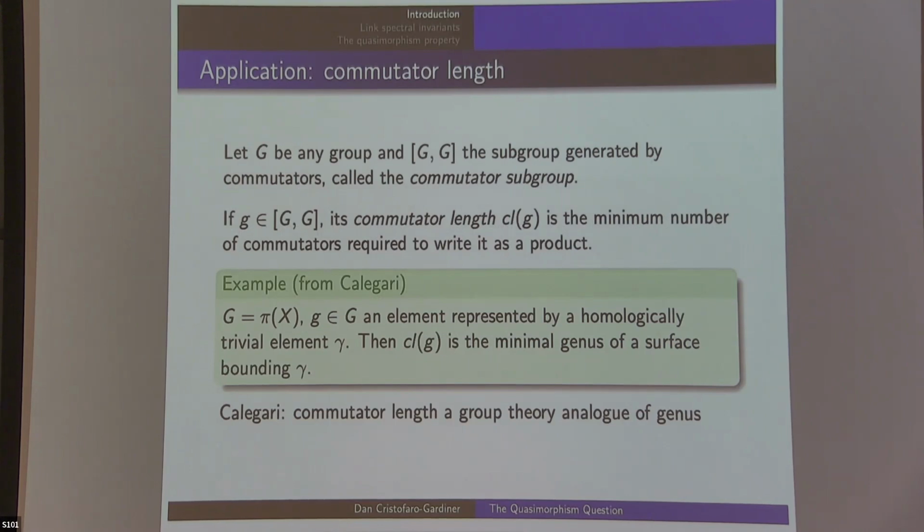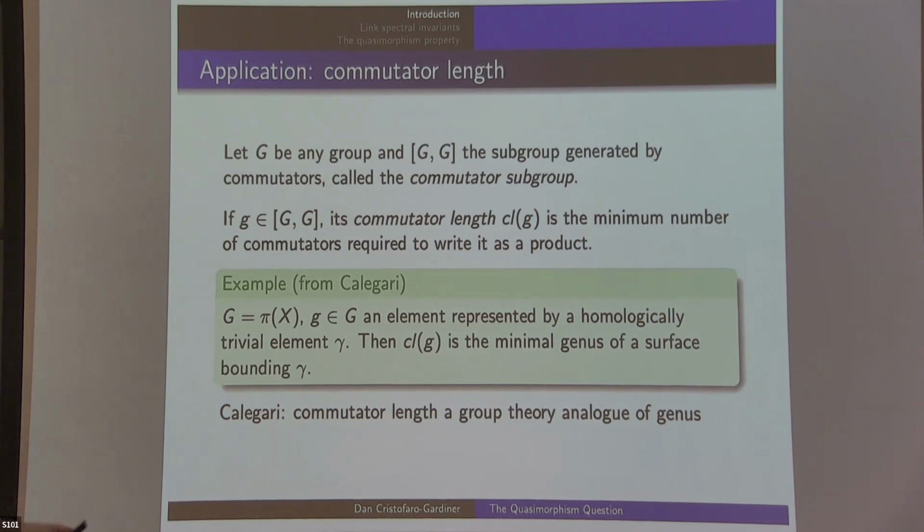Okay, so I promised you that you could use these things to better understand the structure of this group. Let me give you an example. A classic example of quasimorphisms, which is pretty interesting, is understanding the commutator length on this group. So let me give you a review of commutator length. Say I have a group, then I can look at the subgroup generated by commutators. It's actually a normal subgroup called the commutator subgroup. Now if I have something in the commutator subgroup, I can look at the minimum number of commutators required to write it, and that's called the commutator length.